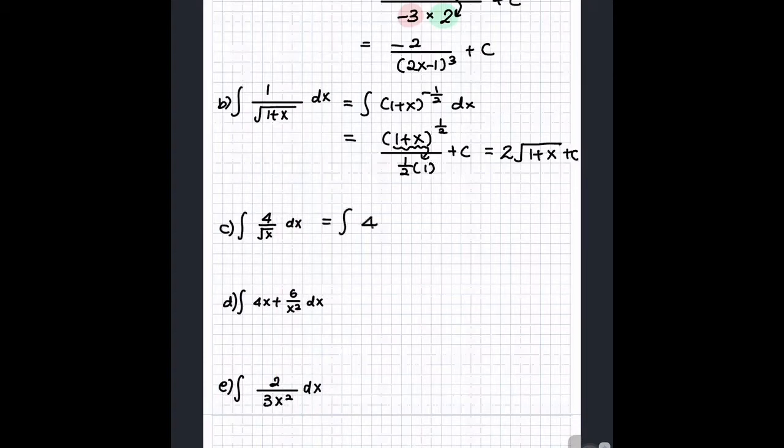4 times x to the power of half, plus c. What do you get? 8. Very good. So the answer is 8 third x plus c. Okay, let's continue.